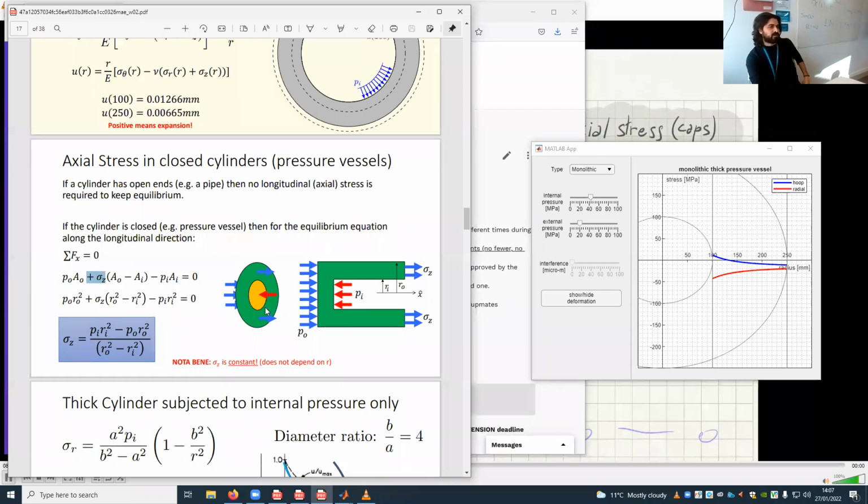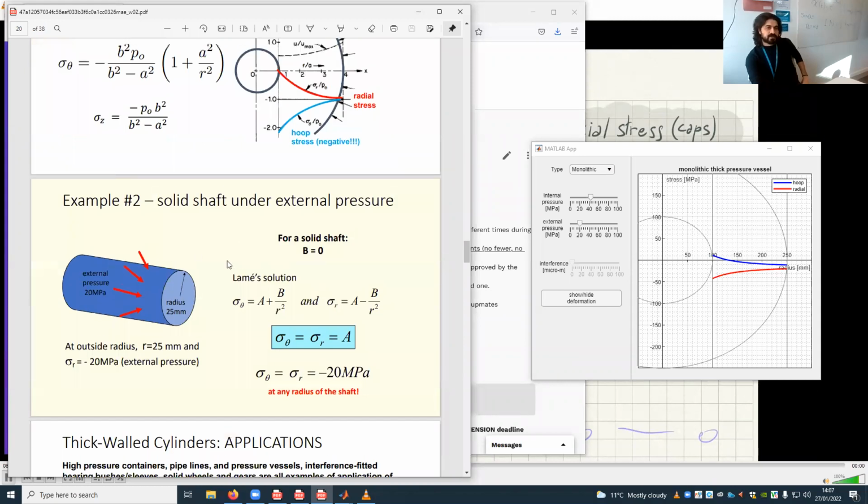By just looking at this diagram, the balance of forces, you'll find that sigma z is constant in the sense that it doesn't depend on which fiber you are considering. Whatever sigma z is on this green surface will be constant, so it doesn't depend on the radius as sigma theta and sigma r do. Sigma theta is larger at this fiber and smaller at this fiber, whereas sigma z is constant over the entire green area.